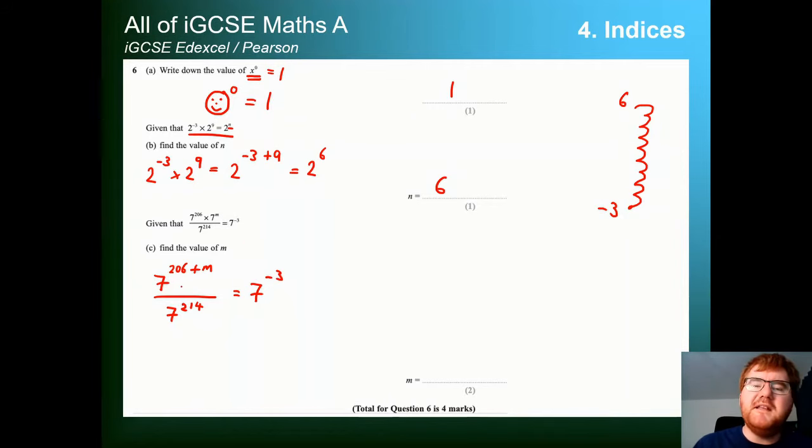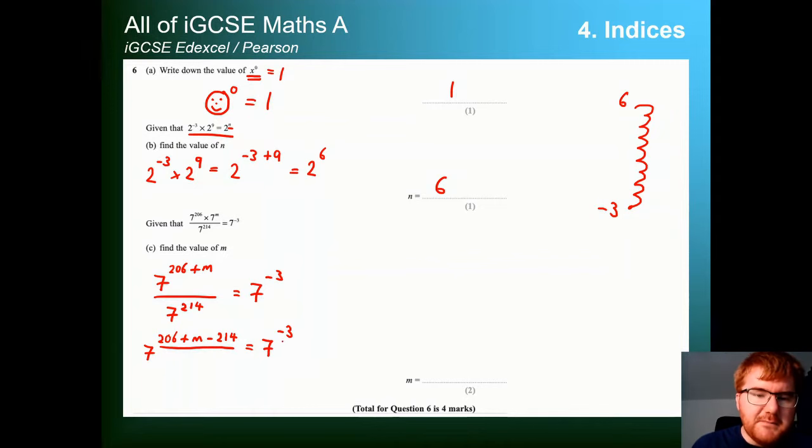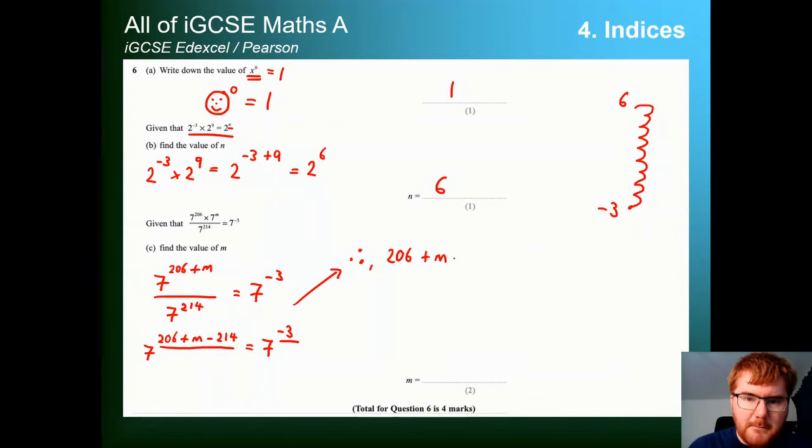Remember, when we're dividing with indices, it's the opposite, so we're minusing. So we can simplify the left-hand side. So we take what we had before, plus m minus 214, and that's equal to 7 to the power of minus 3. And if these two things are equal to each other, then this underlined here must be equal to this. Therefore, 206 plus m minus 214 is equal to minus 3. And again, this is just essentially equation solving.